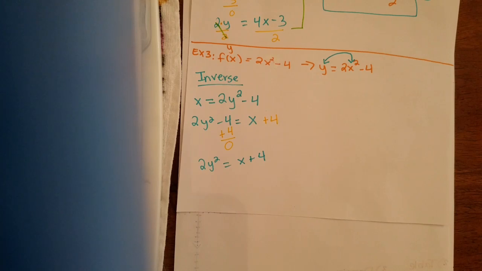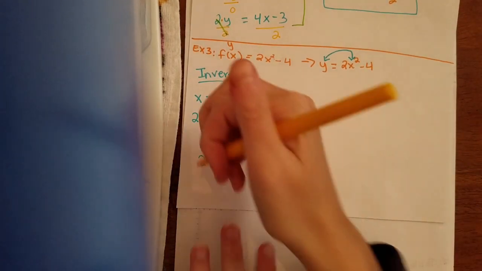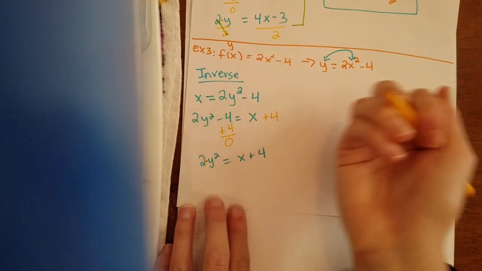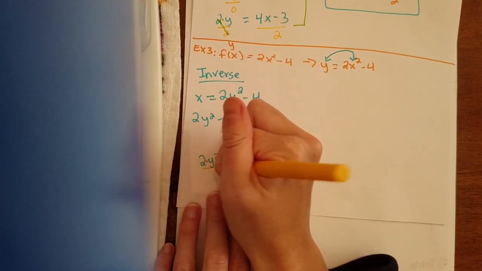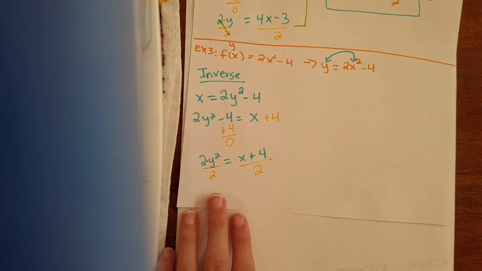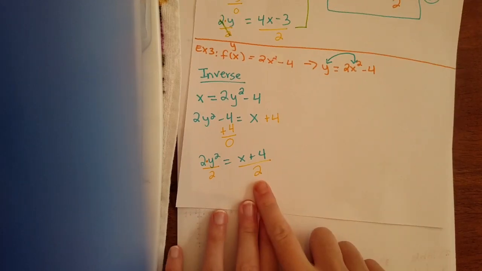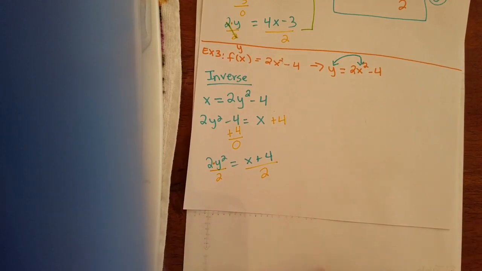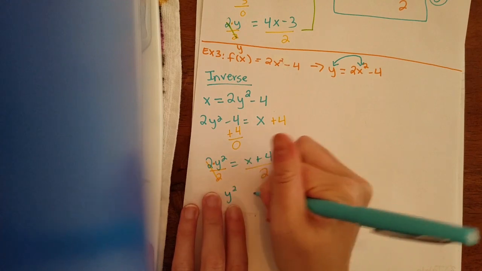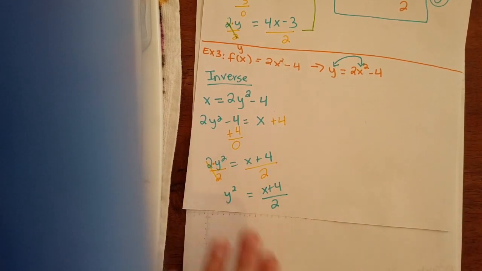Alright, so now, next step, that 2 is getting in the way, and since 2 is secretly multiplying to the y, the way we move that over, the opposite of multiplication, is division, and you divide the entire side. Okay, and like last time, I'm just going to leave it looking like that. We don't have to reduce things down. Okay, so my 2's cancel out, so that leaves me with y squared equals x plus 4 all over 2.